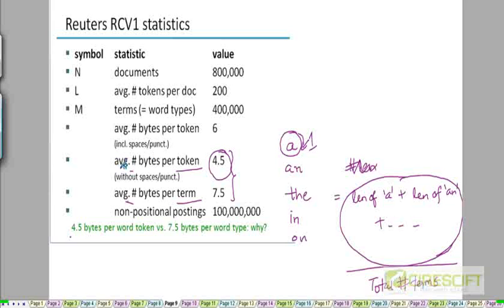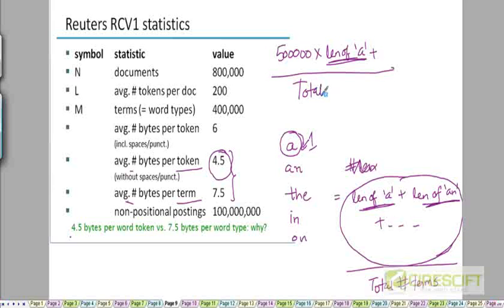Whereas if you want to calculate the average number of bytes per token, then if a occurs 500,000 times in the corpus, then you will need to take 500,000 multiplied by the length of a plus 700,000 times the length of an, something like that. So these shorter words will be counted hundreds of thousands of times when computing this average. Okay, so this is the total number of tokens.